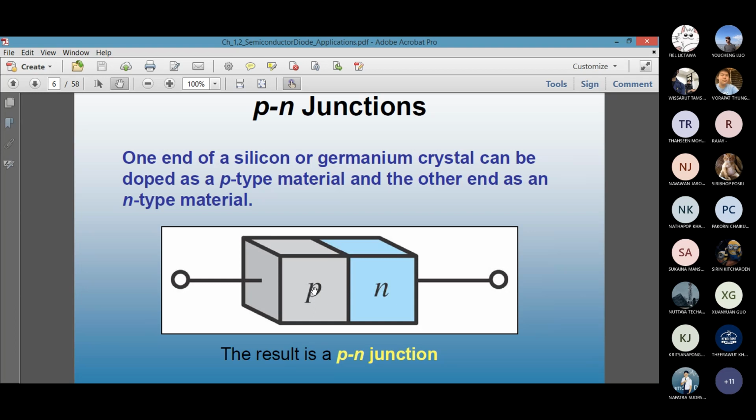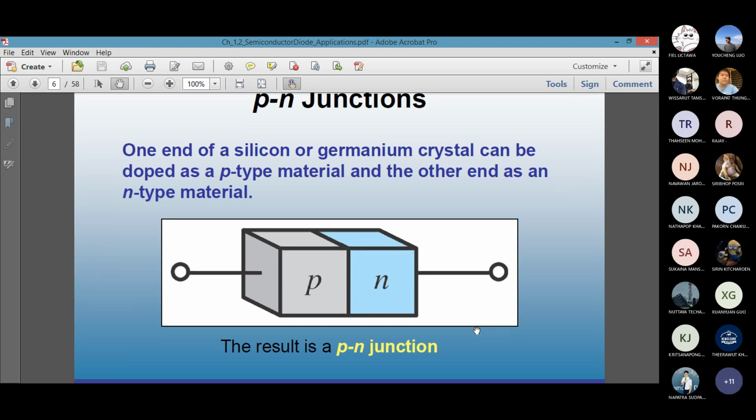The positive ones migrate to the negative side, and the negative ones migrate over to the positive side. As a result, the terminal of P becomes minus and the terminal of N becomes plus. I am here drawing a distinction between the material inside and the terminal outside.